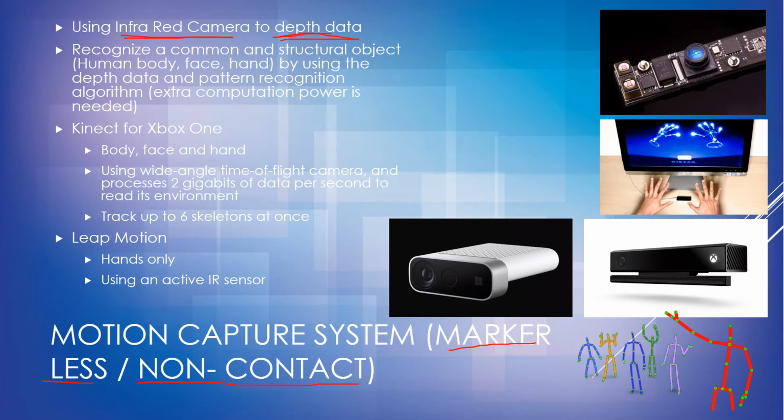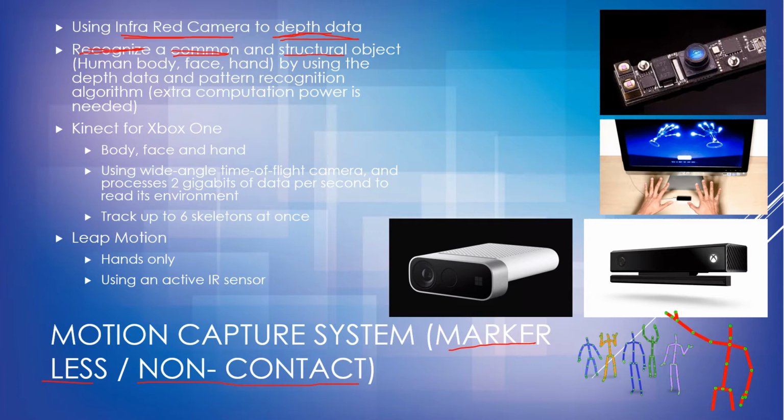Unlike the RGB camera, as I mentioned before, the depth camera only uses the infrared and then knows the depth information: how far from the sensor, or how close to the sensor. And because we do not have any marker on your body, it cannot be used on any kind of physical object. It can only recognize some common and structural objects.